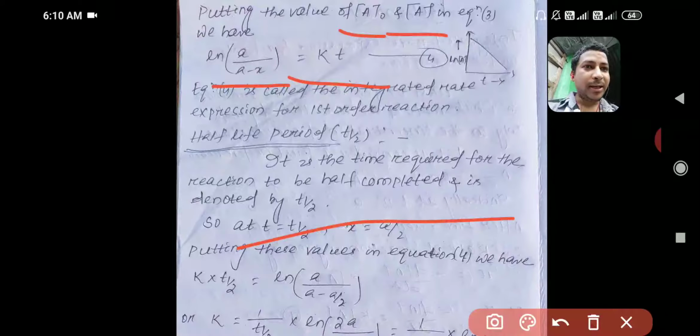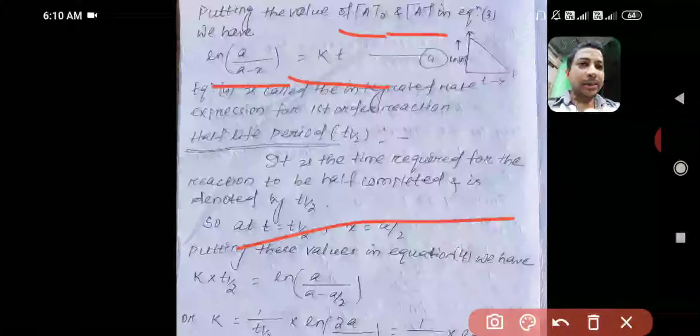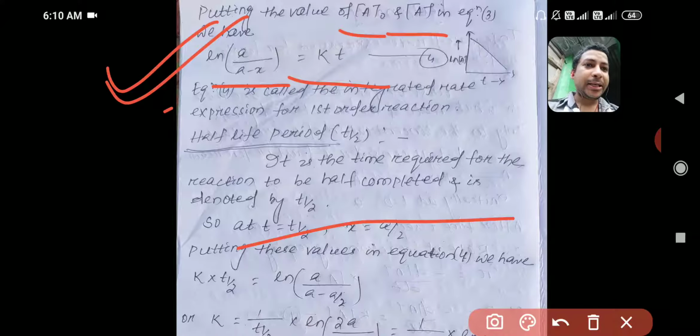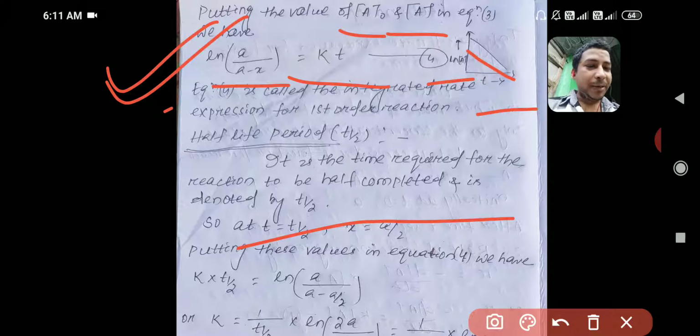So simply we can write it as ln a0 by a or a by a minus x. This is equation 4, and this expression is called the integrated rate expression for first order reaction. If we plot a graph between ln of concentration and time t, then the curve will be a decreasing curve. The nature of the curve will be like this. So you have to practice this, and practice the formula as well.